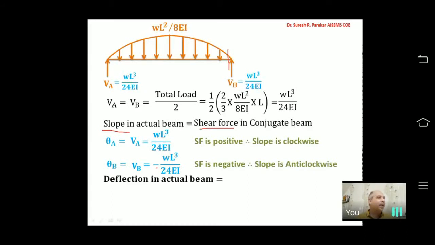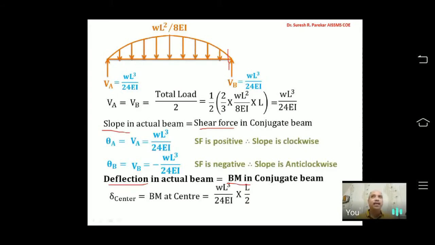Now to find out the bending moment, this is most important. I will go for deflection. Then what I have to find? Bending moment. Then I will go delta center. Then I have WL cube upon 24 EI into L by 2 minus. Then we have to consider the total load WL cube upon 24 EI, where it will act at 3L by 16.